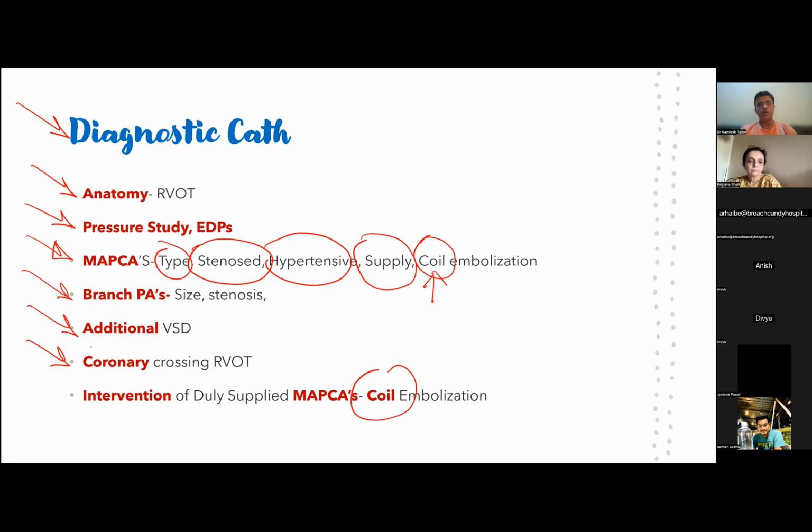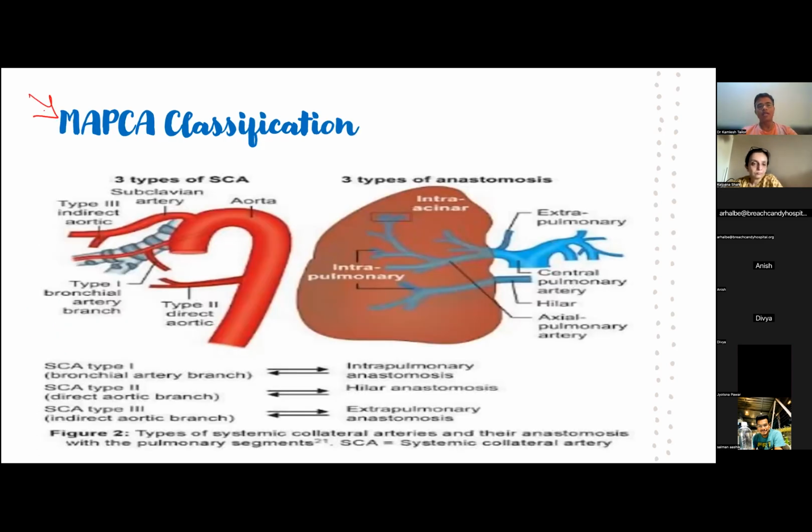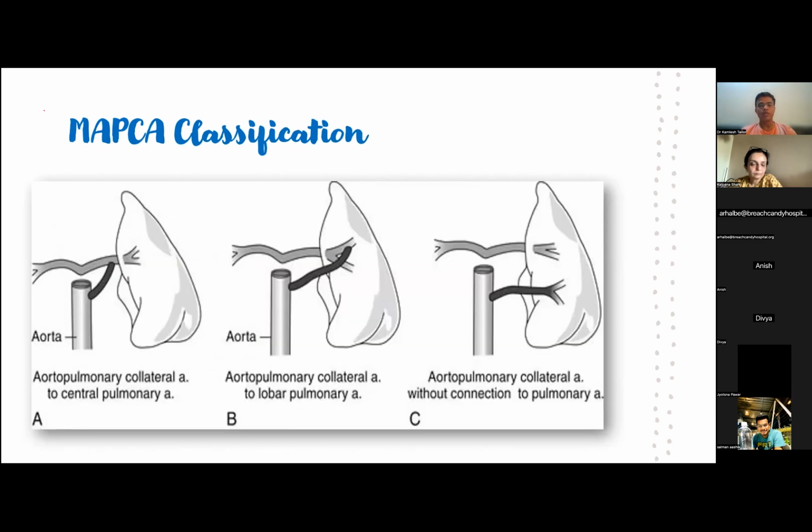And I am not going to go into the detail of the MAPCA classification because it is out of your syllabus, but there can be three types of major aortopulmonary collaterals. One is directly going to the pulmonary circuits, one is going to the branch, and one is not matching only.